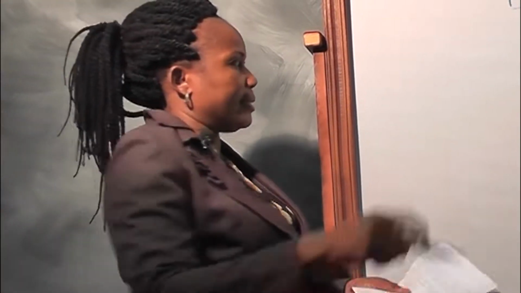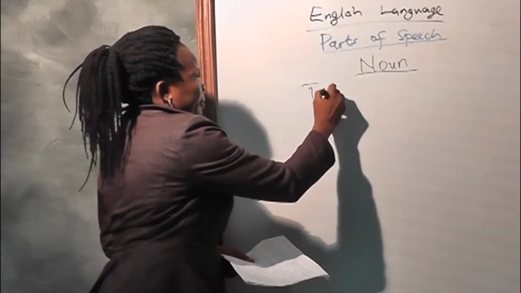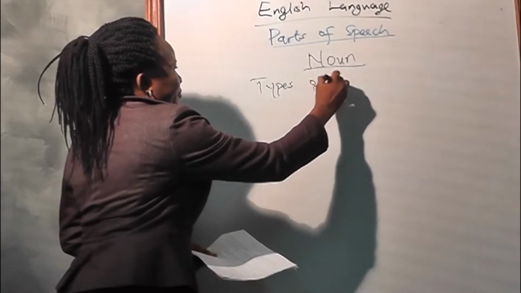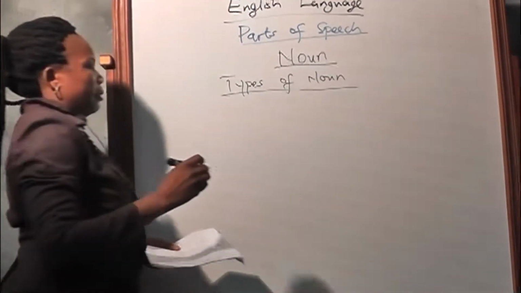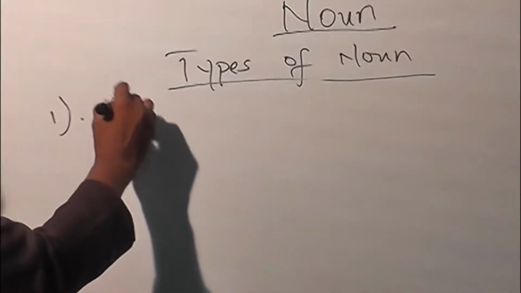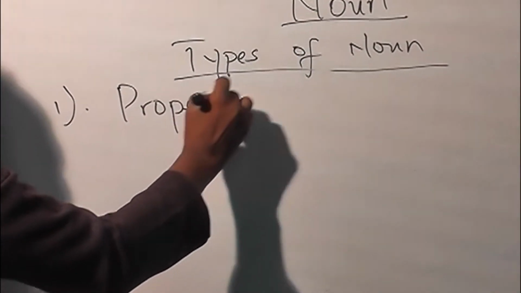Then there are different types that we categorize nouns into. But basically, we can categorize nouns into 4 broad parts. Types of noun. The first one is the proper noun.